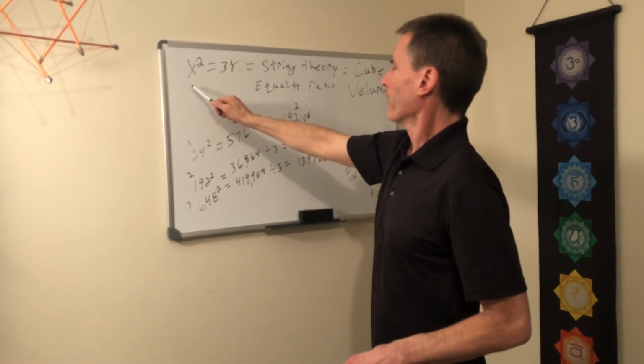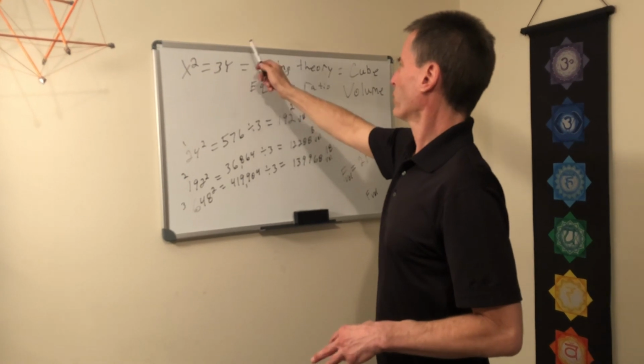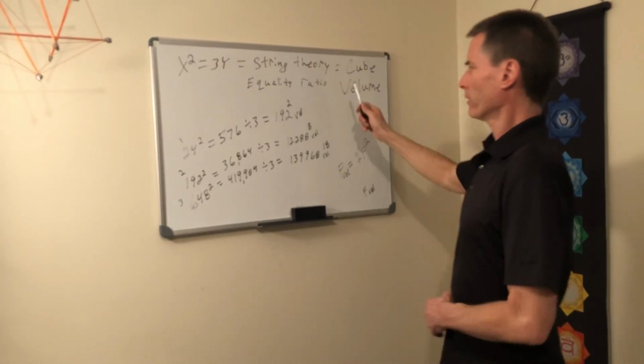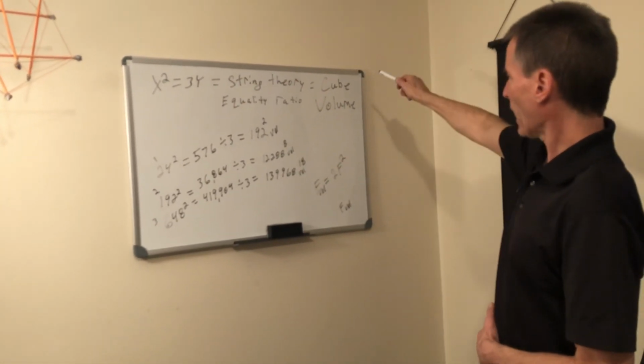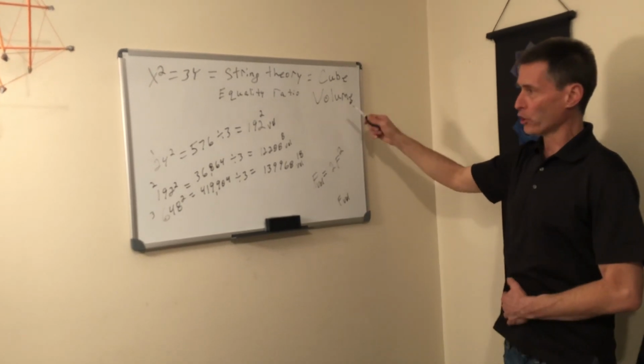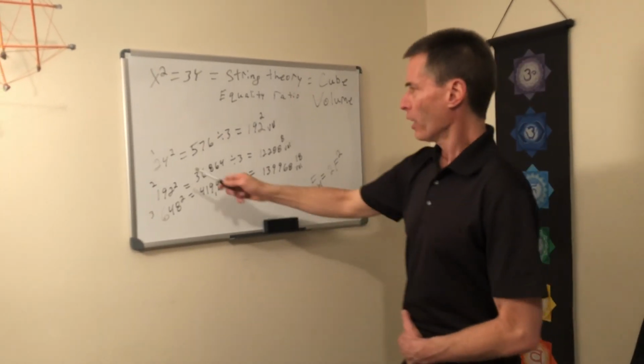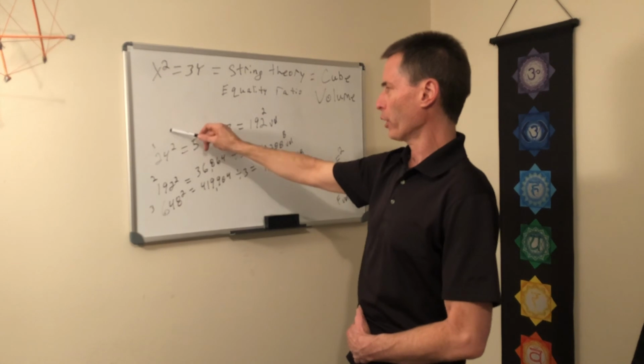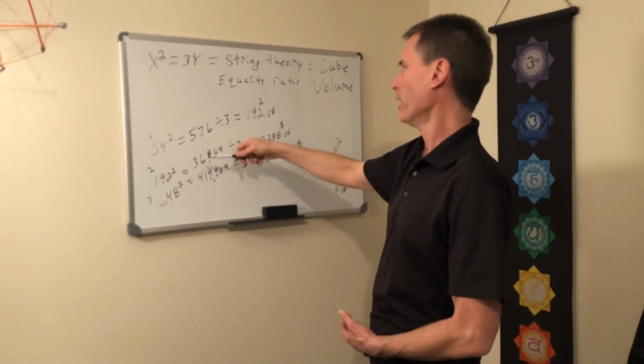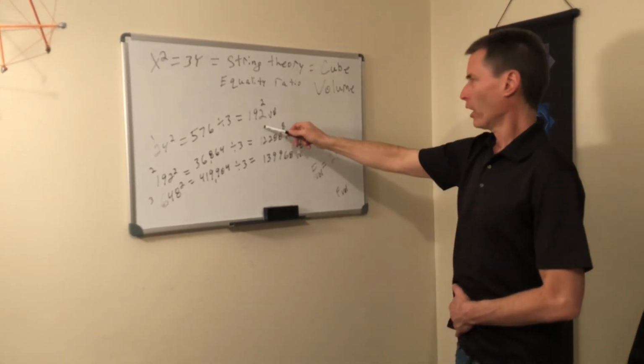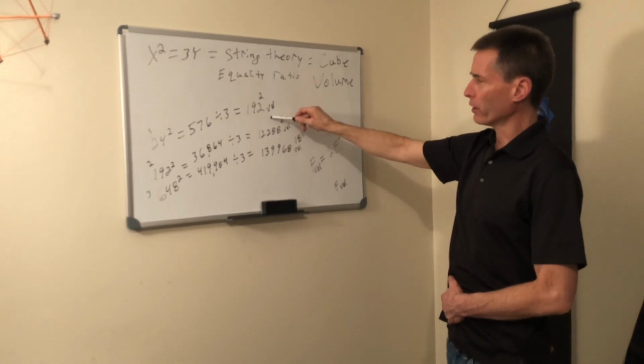The first term to the second power is equal to 3 times the second term. And so that's exactly what the cube's volume ratio is inside the isotropic vector matrix. The volume of that first cube is 24. You bring that to the second power, you get 576. Divide that by 3, 192. That's the volume of the second cube.